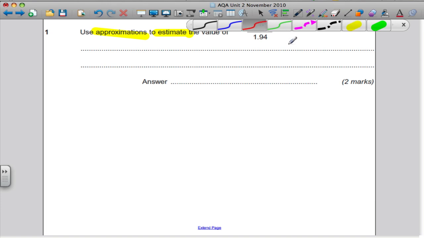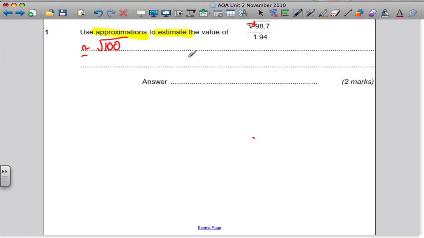Looking at the top number here, if you look at this number from left to right, the first number is in the tens column, so the nearest 10 to 98.7 is 100. So on top this would be approximately root 100, and the bottom, the first non-zero number, is a 1 in the units column. The nearest unit to that is 2. So this is like the square root of 100 over 2. The square root of 100 is 10 divided by 2, and you get the answer 5. It's approximately 5. Nice easy start to the paper.